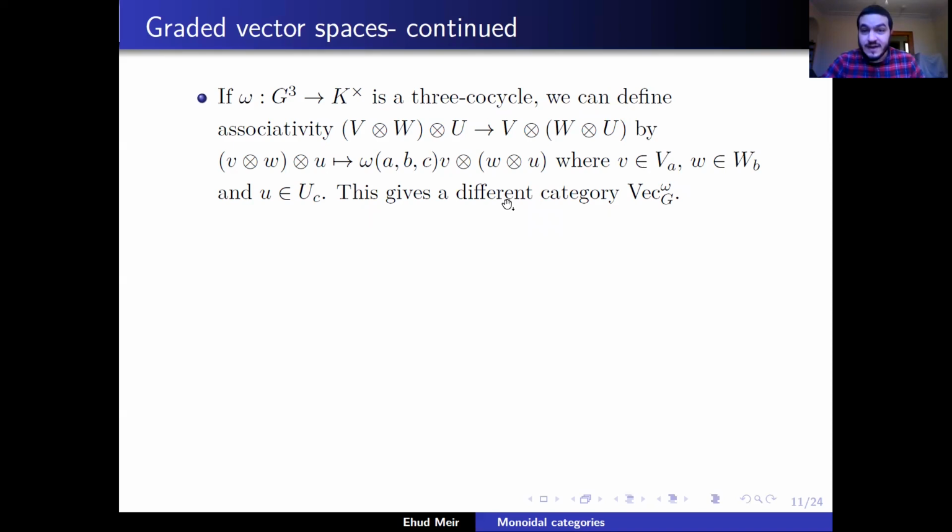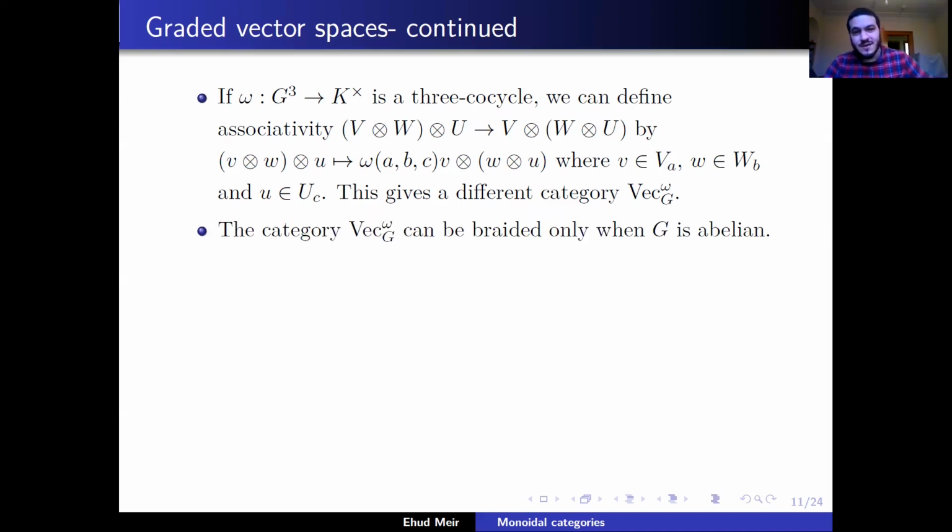Okay, and this gives us really a different category, Vec G omega. So it's important to say that for a monoidal category, we don't only need the tensor product, we also need the associativity. And therefore, this Vec G omega, as long as omega is not trivial, is a different monoidal category. It's not necessarily symmetric.